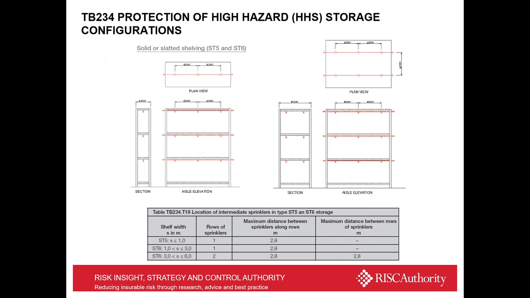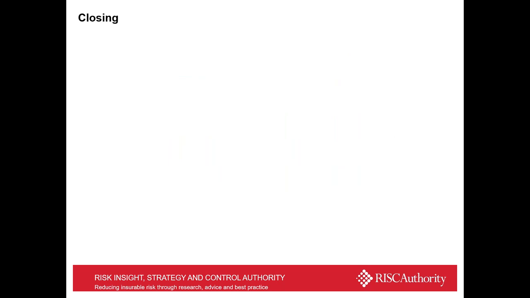Included in TB234 are the storage configurations, which are identical to the requirements with regards to calculations for number of heads operating, number of rows, maximum distance, and maximum sprinkler spacings. This has been covered and is now in TB234. Those are the list of all the updates, with hopefully a little bit more information, so you've got a bit more understanding.